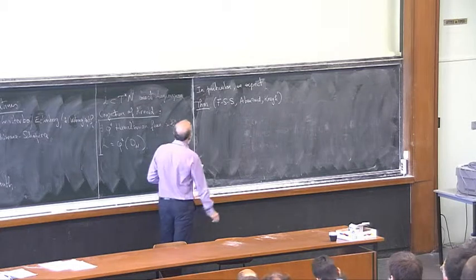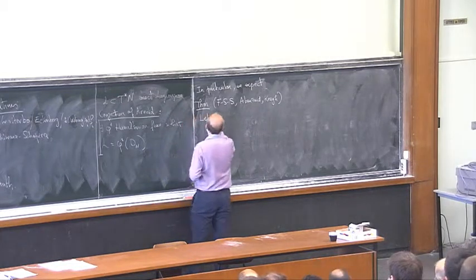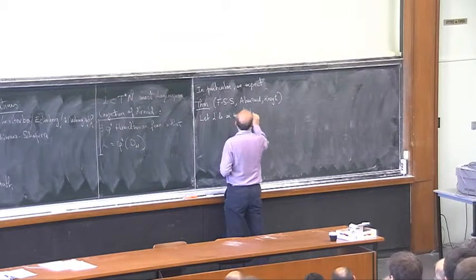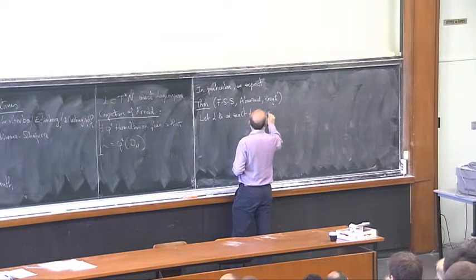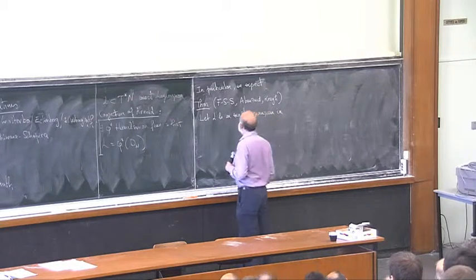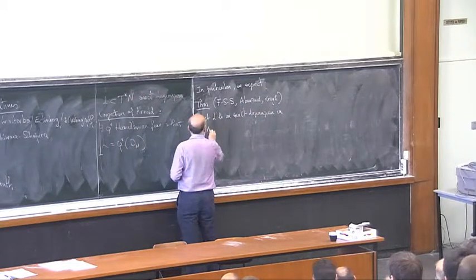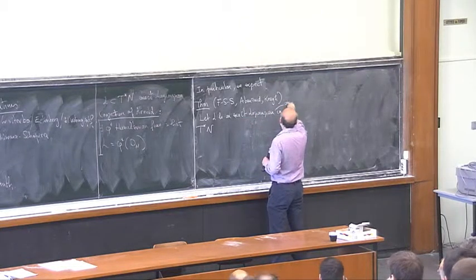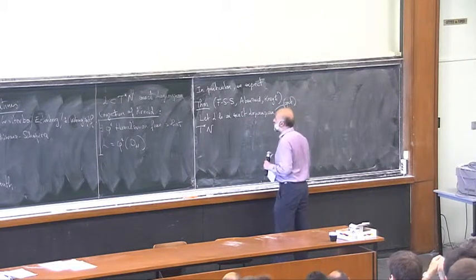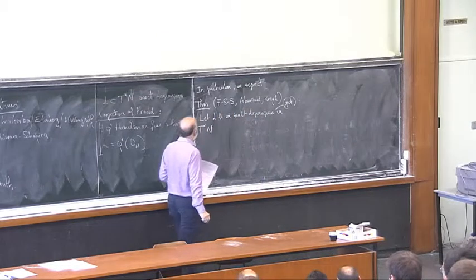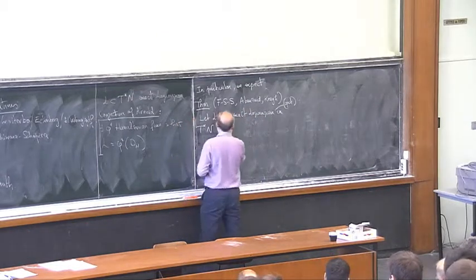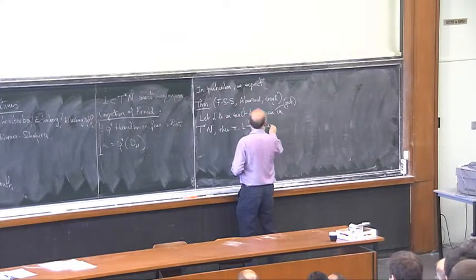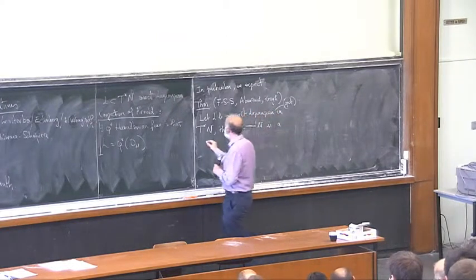And this theorem says that if L is an exact Lagrangian, and all these are compact, of course in T*N, then the projection from L to N is a homotopy equivalence.